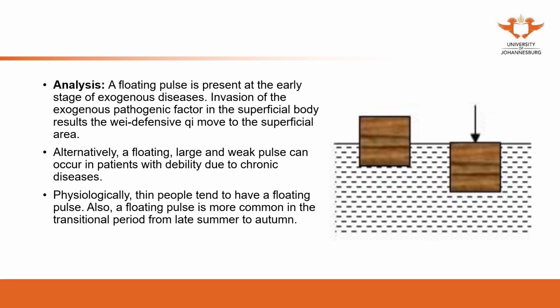For a chronic disease, a weak patient with a very weak body constitution, the qi and blood are supposed to stay in the body, in the organs, to nourish the organs, because this person doesn't have enough qi and blood to nourish the whole body in the weak condition. So the qi and blood are supposed to stay in the organs. But now you can feel the floating pulse. The qi and blood go to the superficial.